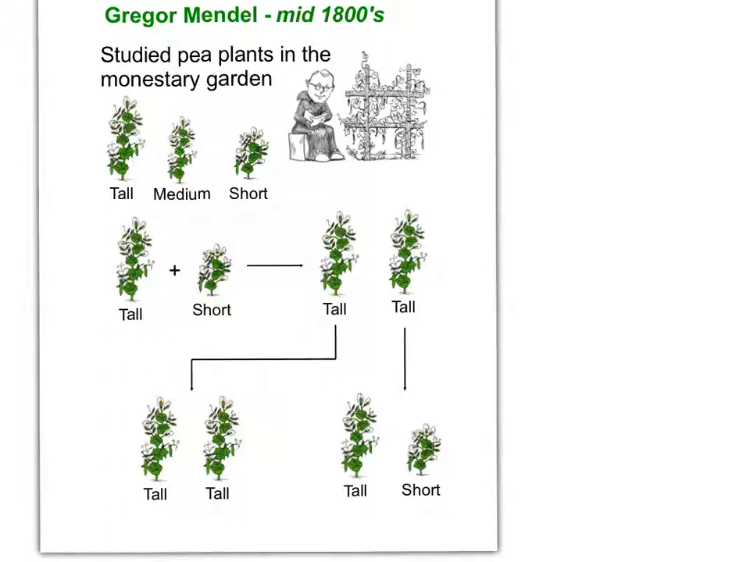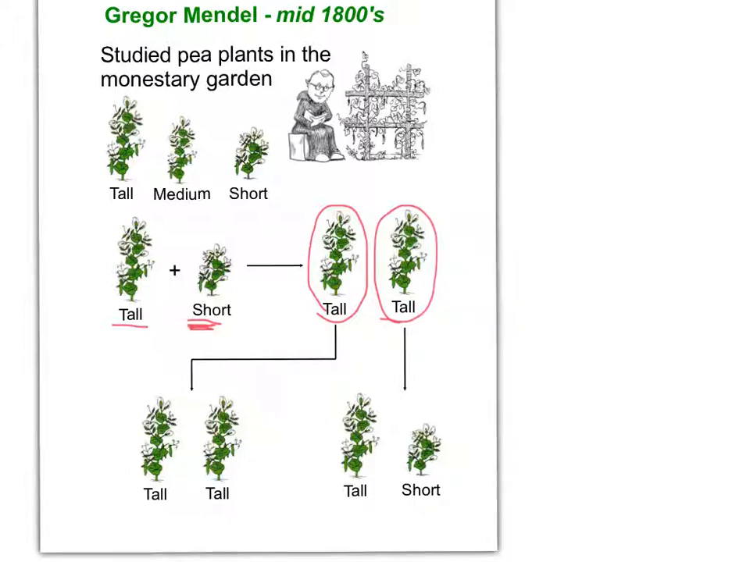So what Mendel did was he took a tall pea plant and a short pea plant, and he crossed them. So you can see tall here, short here. The result of this were two tall plants. So even though there was a short plant mixed, none of the results were short. It seemed as though the shortness trait had disappeared.